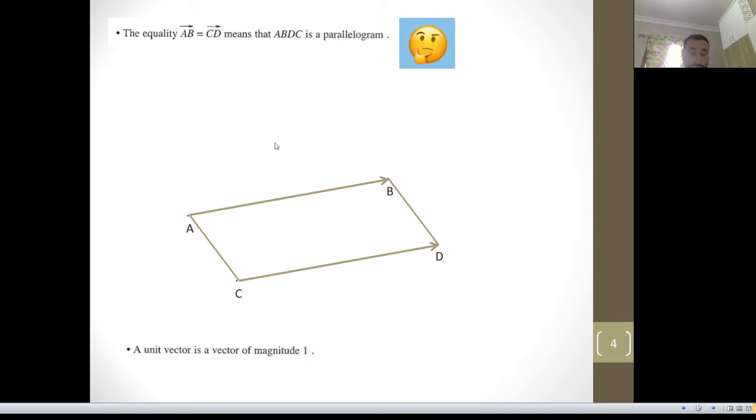A unit vector is a vector of magnitude 1. هذا الunit vector بيكون عنده magnitude 1 يعني distance 1 يعني length 1. Unit vectors راح نستعملهم بعدين further in this lesson. طيب.